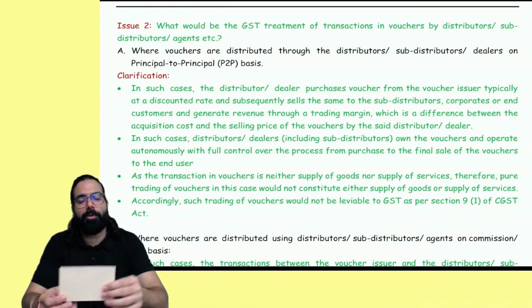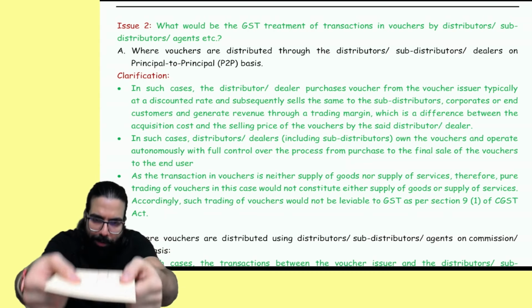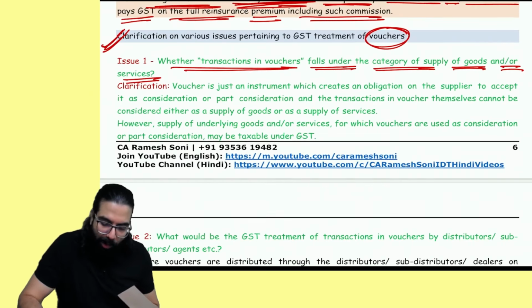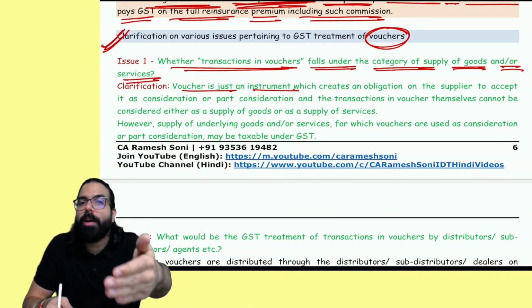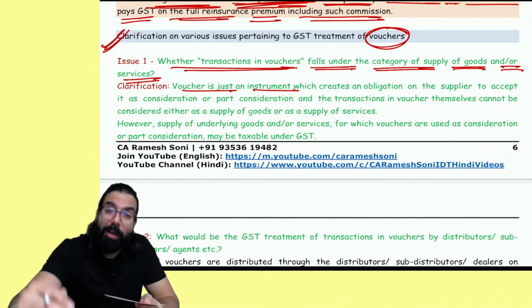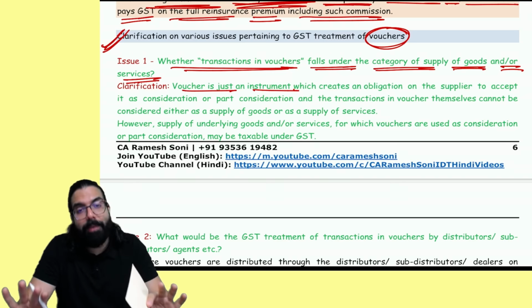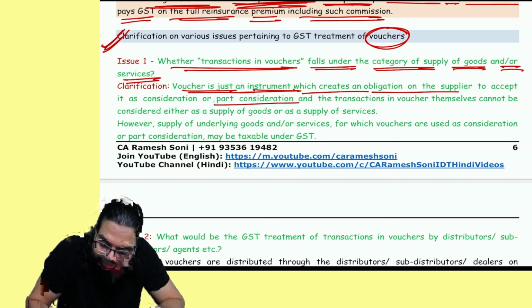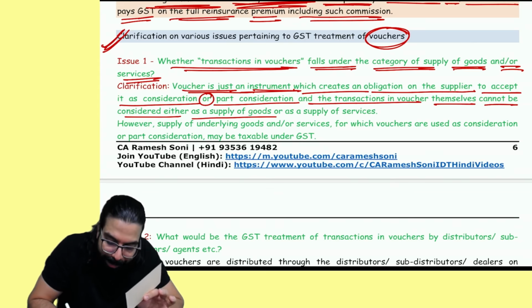I am Shopper Stop and I went ahead and sold you a voucher. Now, this voucher which is being sold, on this voucher will GST come? They clarified that whenever a voucher is sold, voucher is just an instrument. If I give you voucher for goods, vouchers are just used to settle an obligation. It is like money. The clarification was that voucher is just an instrument which creates an obligation on the supplier to accept it as a consideration or part of consideration. And the transaction in voucher themselves cannot be considered either as supply of goods or supply of service.